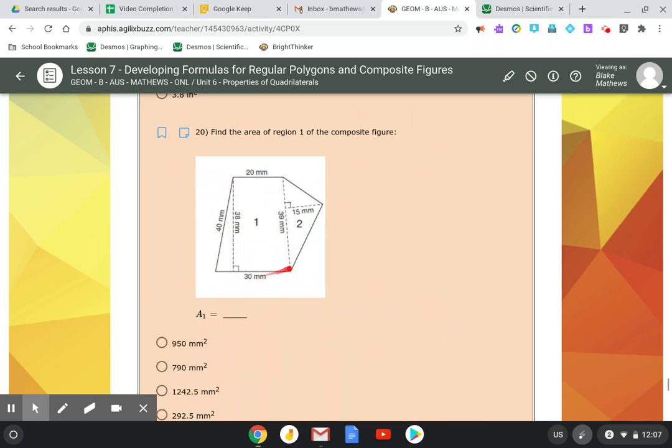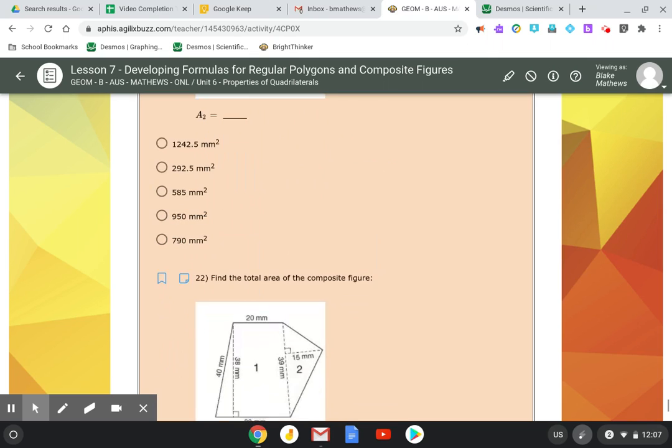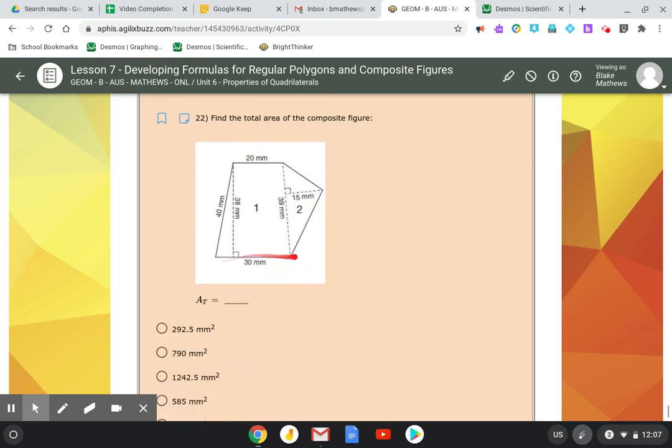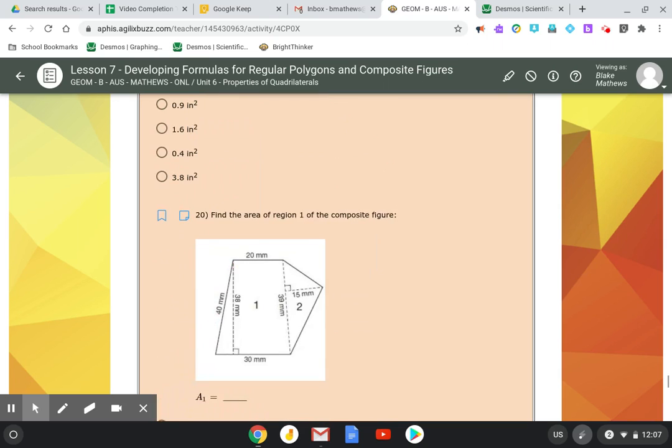And then more of the same. Find area 1. That's a trapezoid. Base 1, base 2. Leg 1, leg 2. Area 2. Triangle. Total area. Trapezoid plus triangle. I misspoke earlier. This is leg 1. This is leg 2. This is the height. 38 is the height.